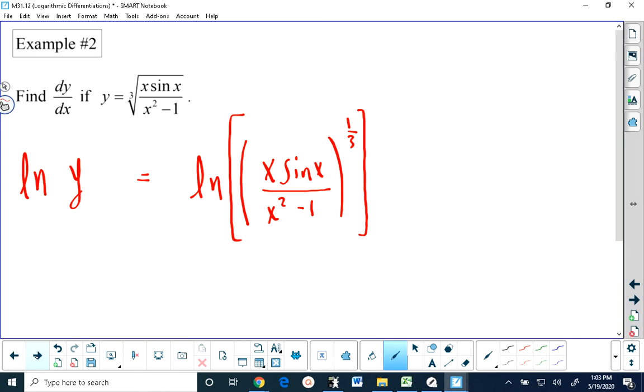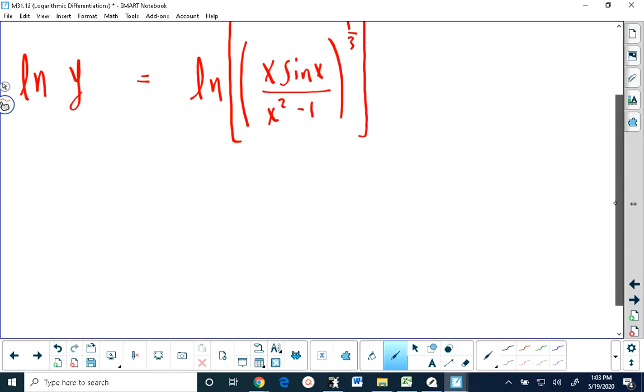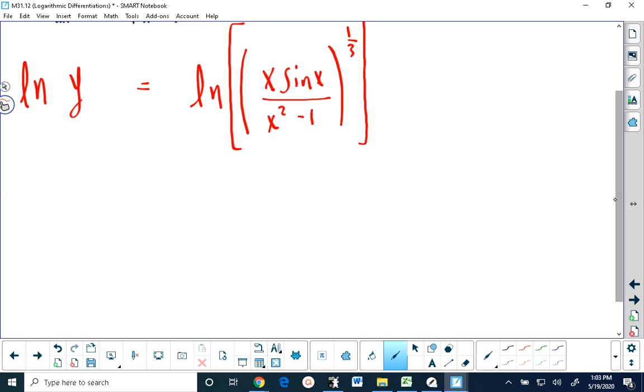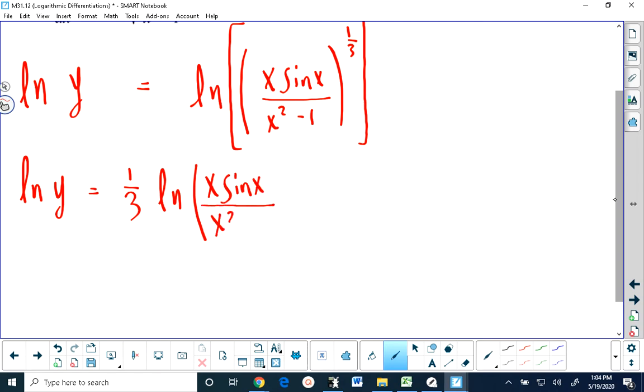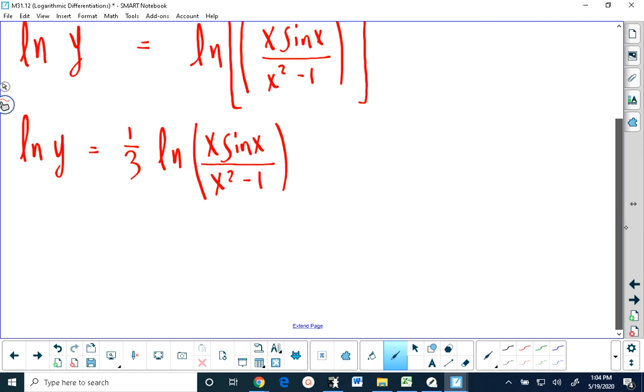Now, what we can do with the right-hand side is move that exponent in front. So now we have the natural logarithm of y equals 1/3 times the natural logarithm of x sine x over x squared minus 1. And my preference here is to move that third to the other side. Let me show you why that's the case.